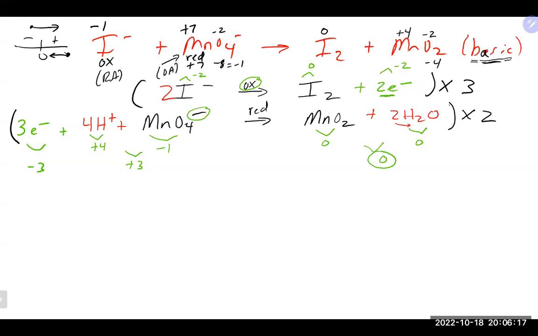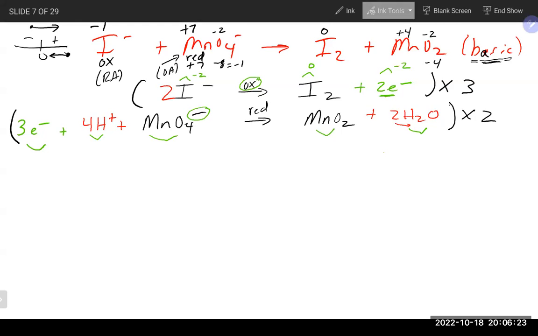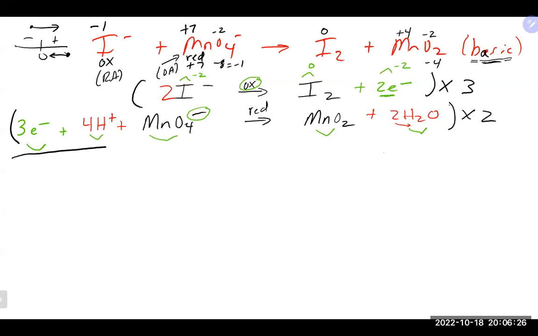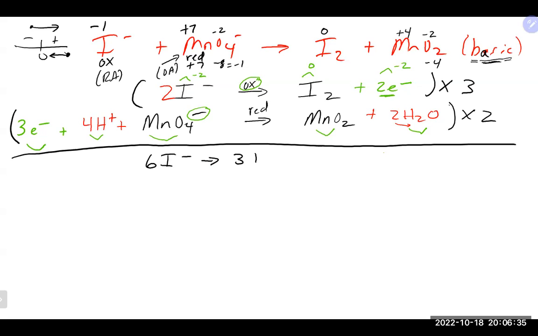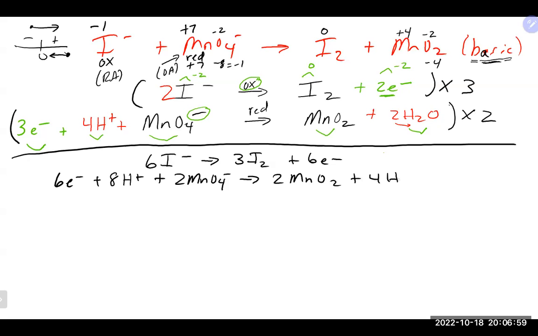So I'm just going to kind of kill some of this here so I can rewrite it. Rewriting both of those reactions underneath here and multiplying them across. For the top one, I end up with 6I minus gives me 3I2 plus 6 electrons. Multiplying the 2 for the bottom one gives us 6 electrons plus 8 H pluses plus 2 of the MnO4 minus gives 2 of the MnO2 and 4 waters.